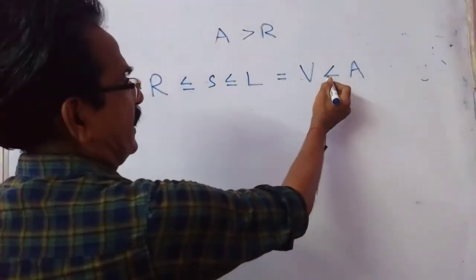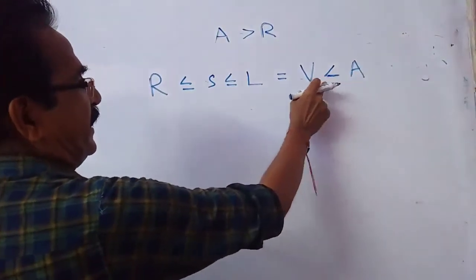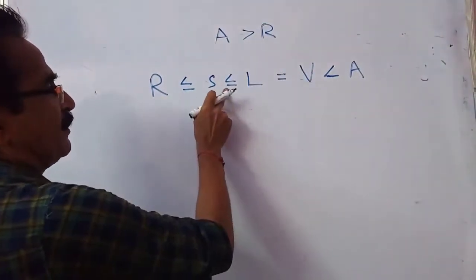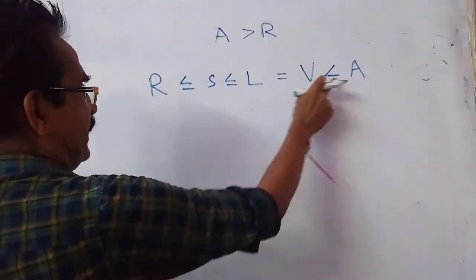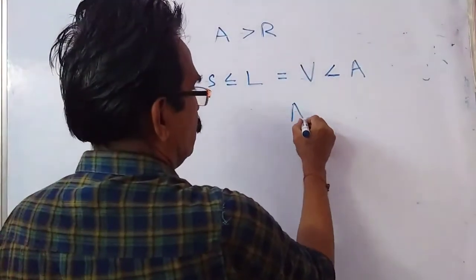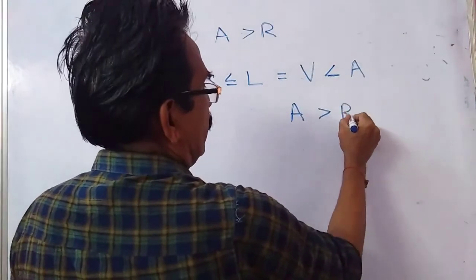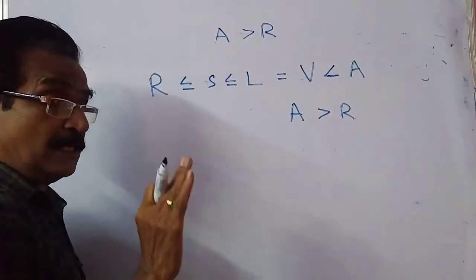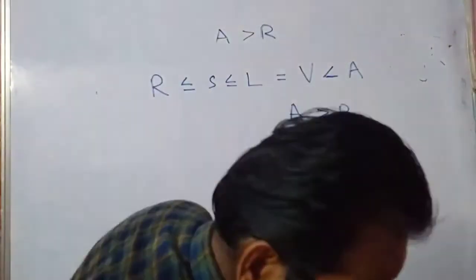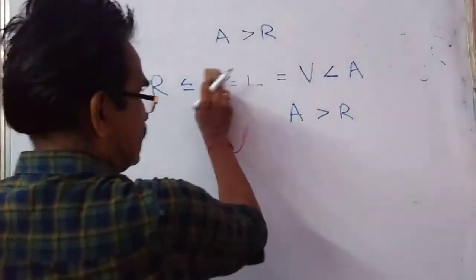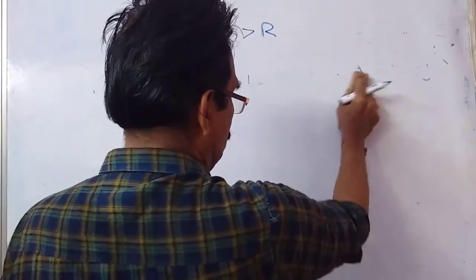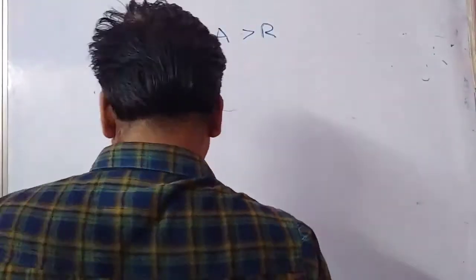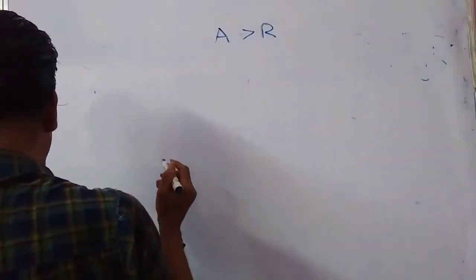Clearly, categorically, we can say A greater than or equal to R. So A greater than R is true in option 3. What we want is where A greater than R is not true, does not hold good. So we have to select the option where A greater than R does not hold good.